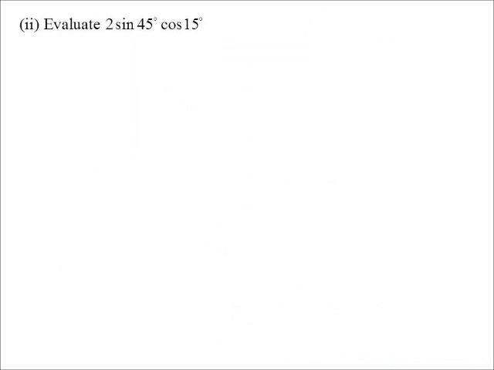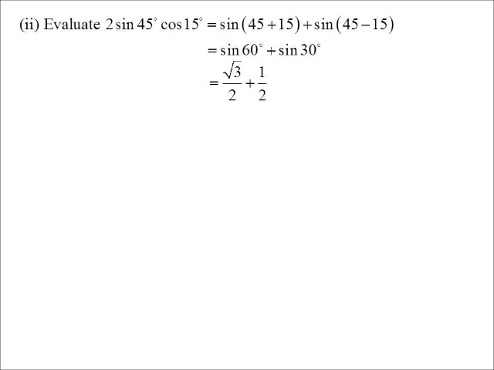So I want to work out 2 sine 45 cos 15. Sine 45, not a problem, that's an exact value, I could do that. But cos 15, I don't know the exact value of that one. But if I turn this into sine plus sine, I end up with 2 exact values, because 45 plus 15 is 60, 45 minus 15 is 30. And so I get sine 60 plus sine 30, root 3 on 2 plus a half, so root 3 plus 1 on 2.